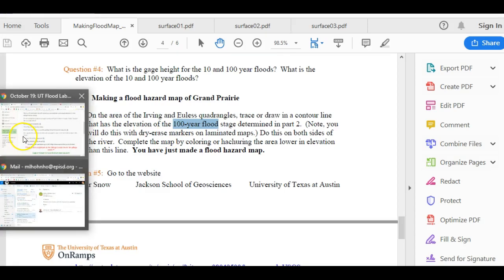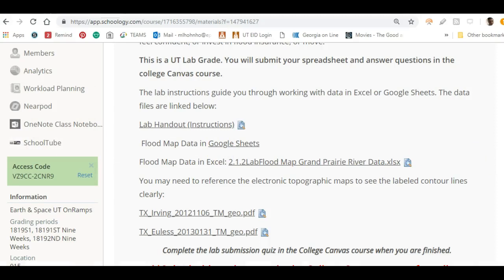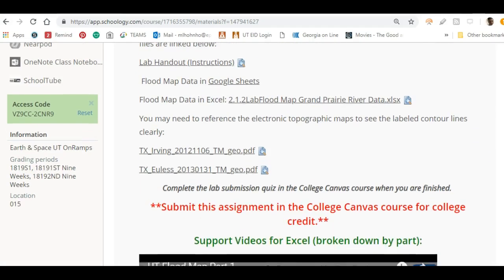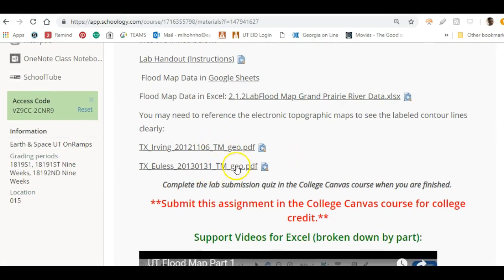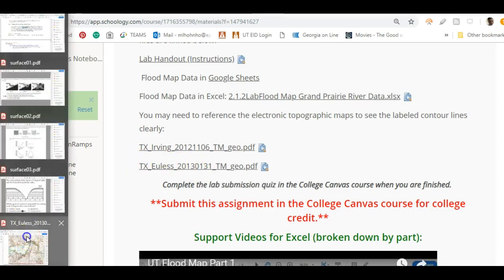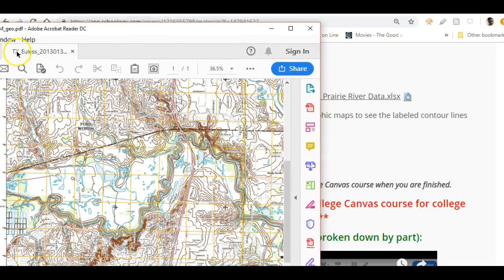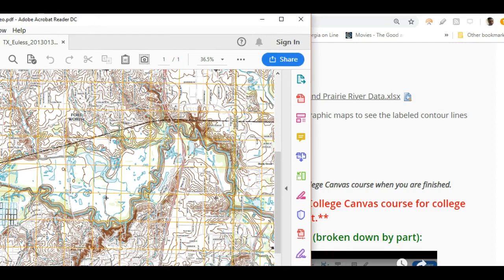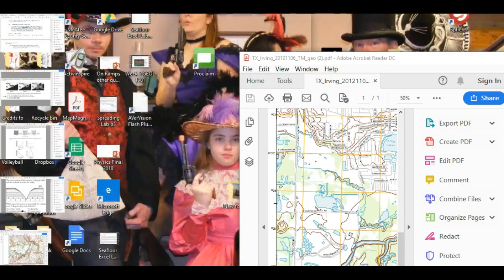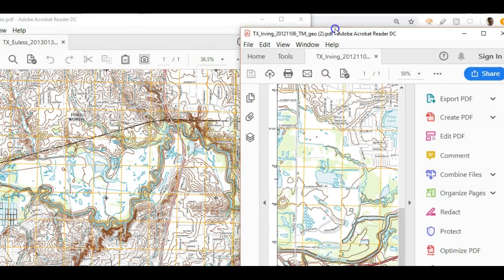All right, so if I go to Schoology or Canvas, it really doesn't matter, there are 2 PDFs here. One is for Irving and one is for Ulysses. I went ahead and put them side by side for you for the sake of discussion. So I have the Ulysses one right here, you can see that's the one that's open, and then in a separate window, I put the Irving one.